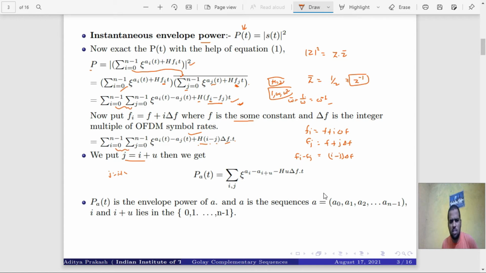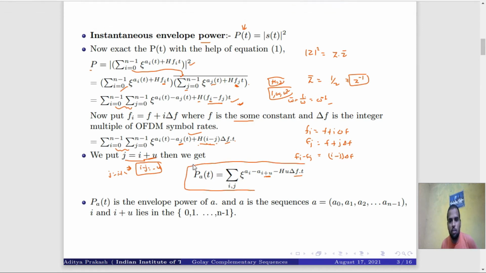The notation is the same, but represented a little bit differently. And j is replaced by I plus u, that means I plus u minus h, I minus j, so simply I minus j is equal to minus u. So simply replace by the minus sign, h u delta f and t as usual. So this is the basic concept of how to calculate the instantaneous envelope power. That means this is the final conclusion about the instantaneous envelope power.